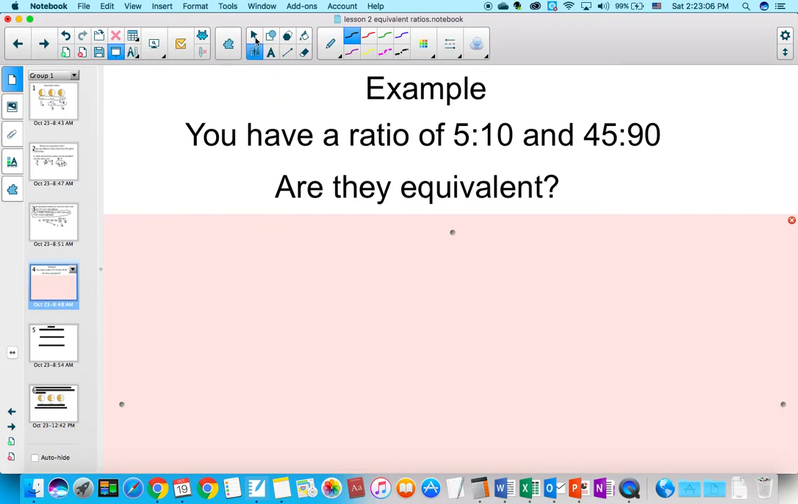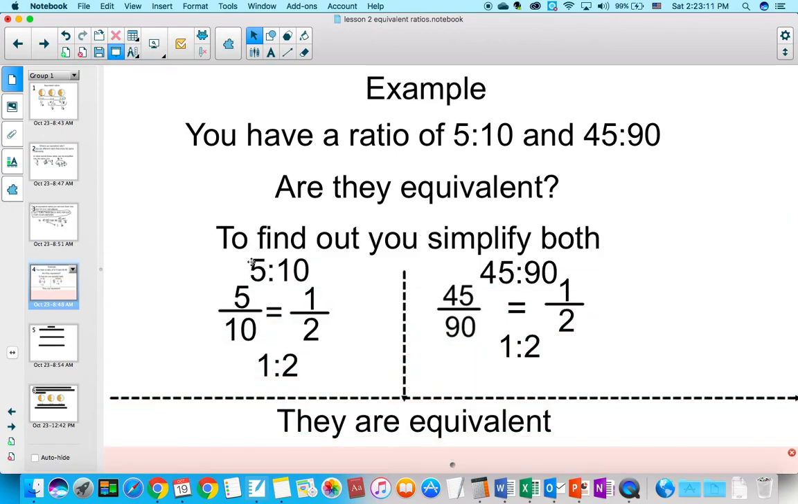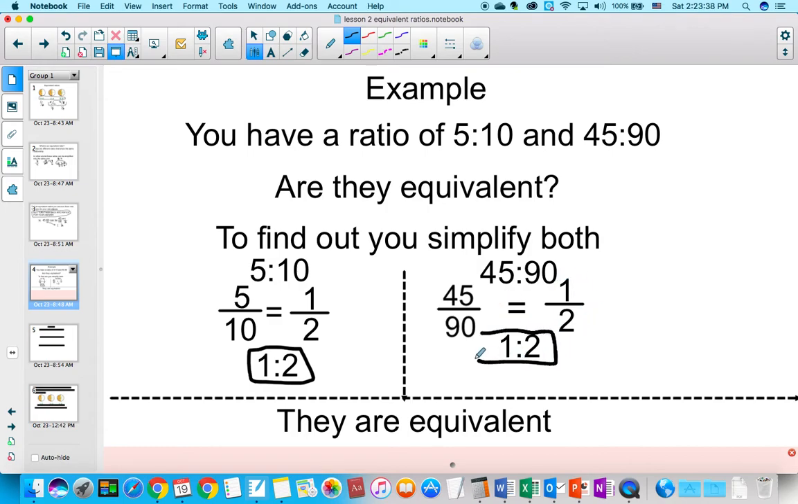All right, so if you paused the video, hopefully you solved it. You can find out both by just looking at this. Well, 5 to 10 is the same as saying 5 over 10, and that's the same as saying 1/2. So the equivalent ratio of 5 to 10 is 1 to 2, because the equivalent fraction of 5 to 10 is 1 over 2, or 1/2. Right? Here we have 45 to 90, and as we did before, 45 over 90 as a fraction is 1 over 2, so then the ratio is 1 to 2. And so you can say they are equivalent.